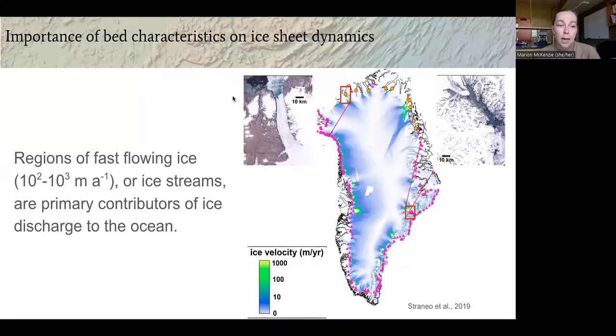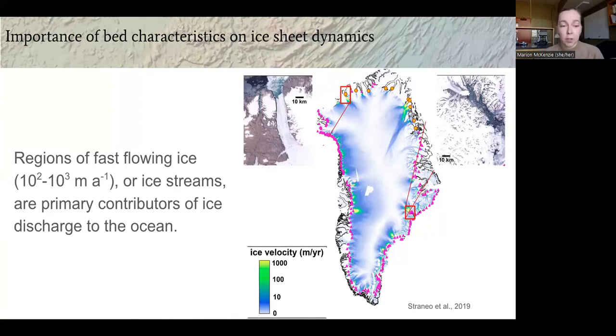Regions of fast-flowing ice that move between 100 and 1,000 meters per year, also known as ice streams, are primary contributors of ice discharge to the ocean. These conduits of fast-flowing ice, seen in yellow and green colors on this map of Greenland, stabilize further inland ice that is cold-based and makes up the majority of the world's freshwater.